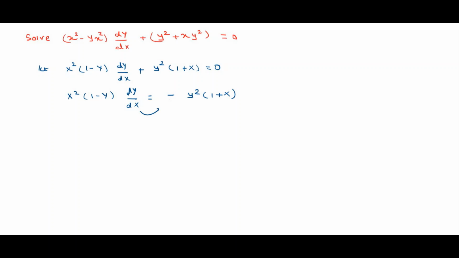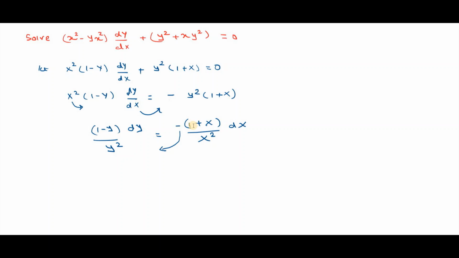Transpose this dx to the right hand side. Sorry, this x square also if you transpose to the right hand side, we will get 1 minus y into dy divided by y square is equal to minus into bracket 1 plus x divided by x square into dx. So this is nothing but the terms containing x and dx on one side and y and dy on the other side. Now again transpose this right hand side term to the left hand side.